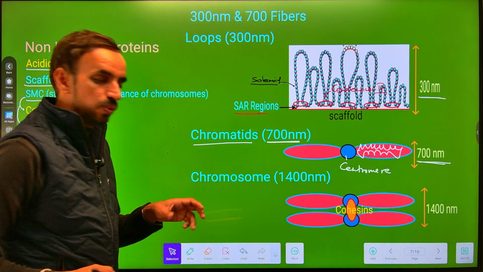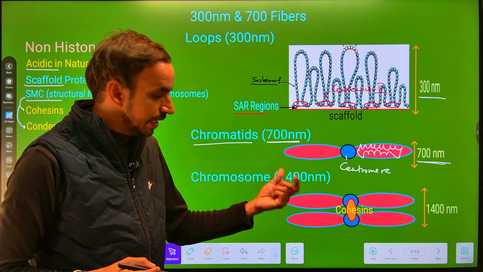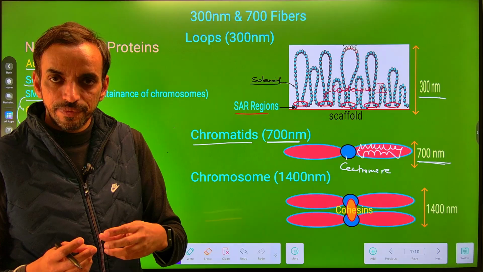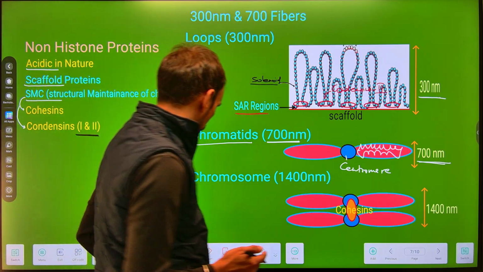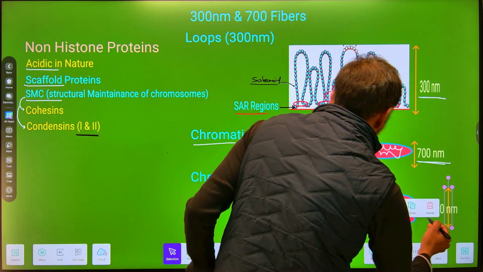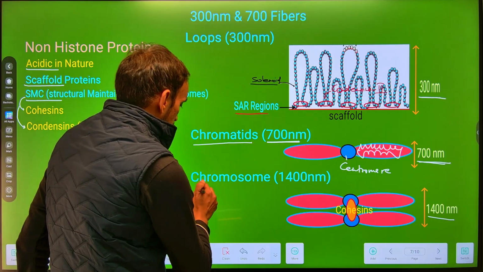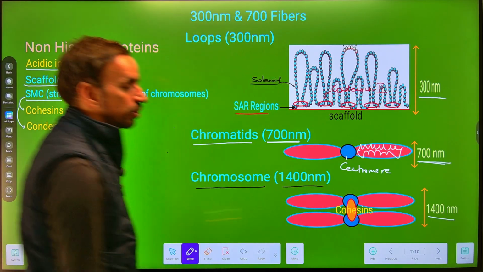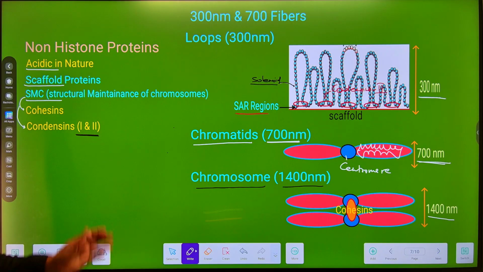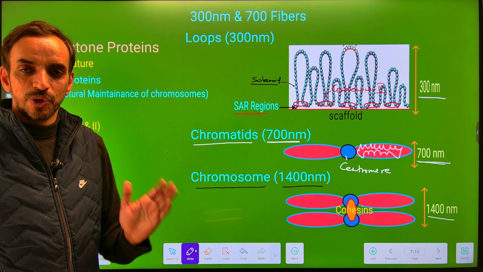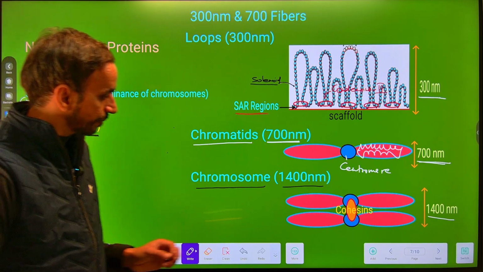The centromere of two chromatids, with the help of an SMC which is known as cohesin, they interact with each other, leading to the formation of a structure which is 1400 nm in size, known as the chromosome. So in this way, there is a formation of a chromosome from chromatin. There is a role of histone and some non-histone proteins.